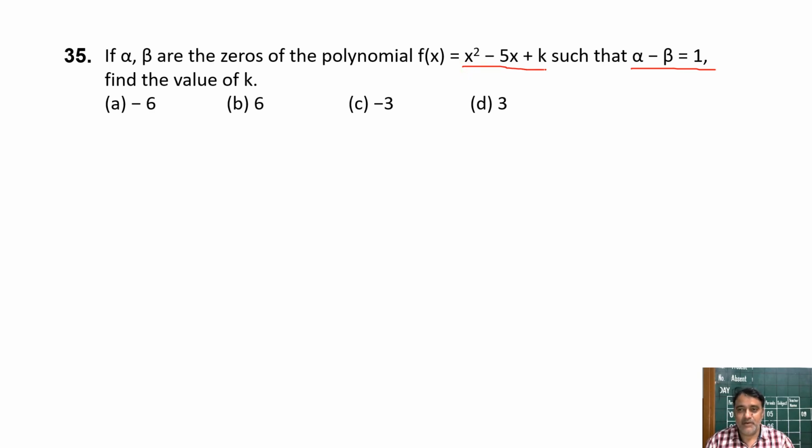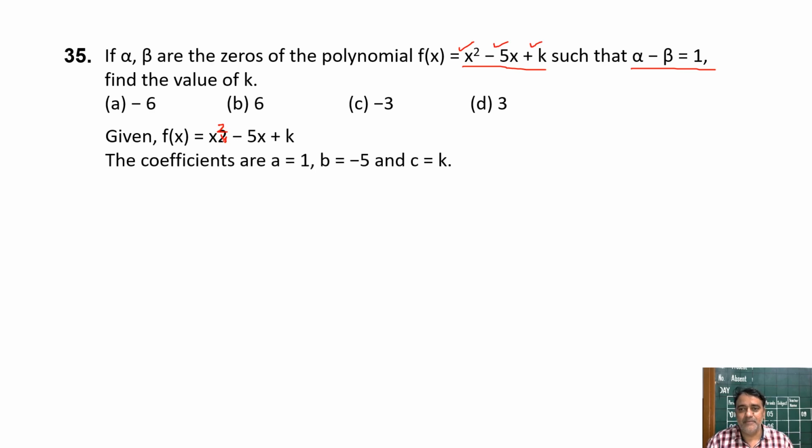Okay. So what is the formula of alpha plus beta? Minus b by a. Very good. And what is the value of a here? 1. b is minus 5, and c is k. So we will compare with the standard ax square plus bx plus c. This is x square, so we'll get a is equal to 1, b is equal to minus 5 and c is equal to k. And alpha plus beta, we know that it is minus b by a. So minus b by a means minus of minus 5 by 1, and that is equal to 5. So alpha plus beta is equal to 5.